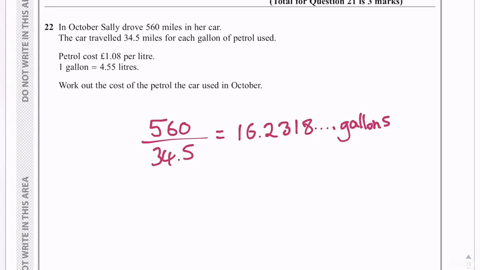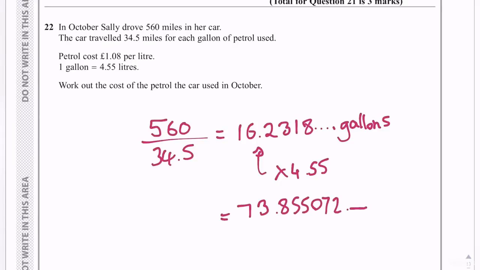It says petrol costs £1.08 per litre, and 1 gallon is 4.55 litres. Well, that's how many gallons that we've used. So if we turn that into litres, because every 1 gallon is 4.55, so we times that by 4.55. That's going to turn it into litres for us. So I've left my number on the calculator. I'm going to times it by 4.55, and it still gives me quite a horrible number here. We get 73.855072, and a lot more numbers there left over, but that's going to be in litres.